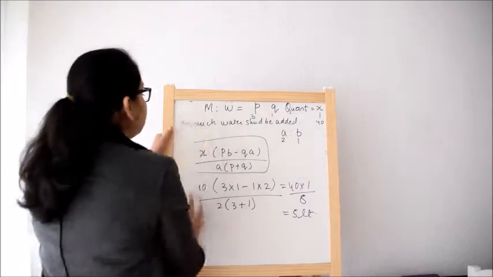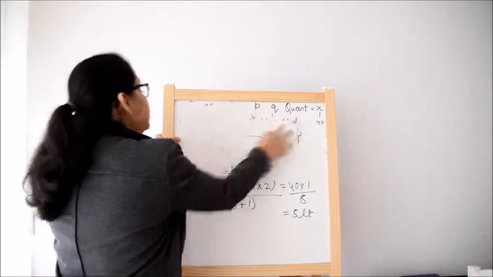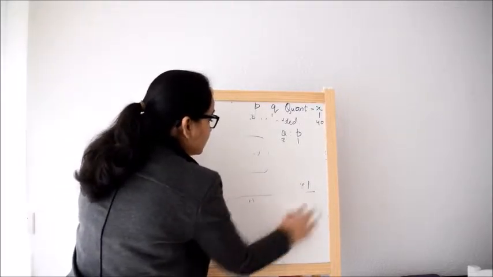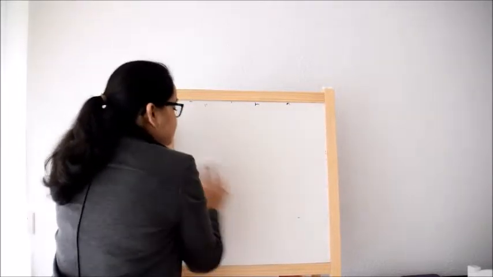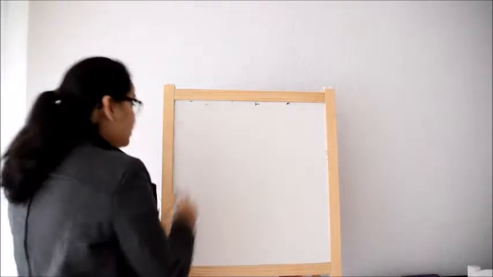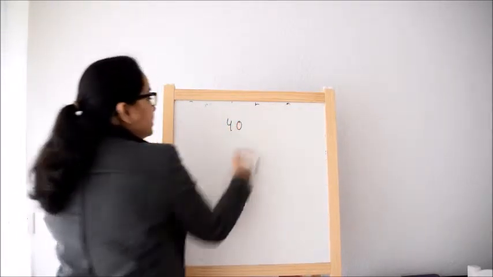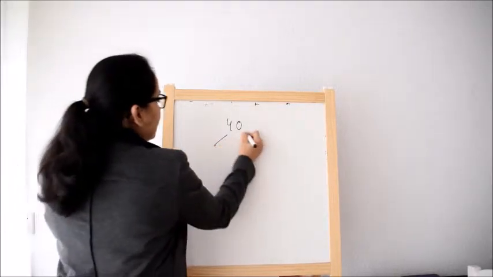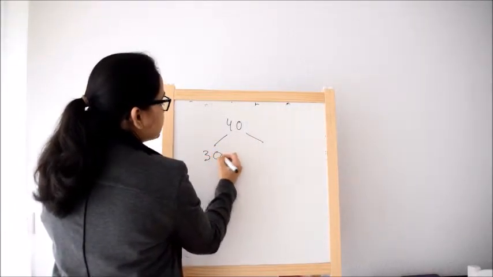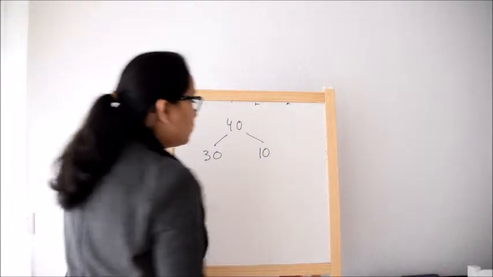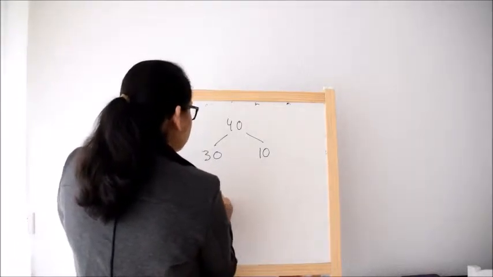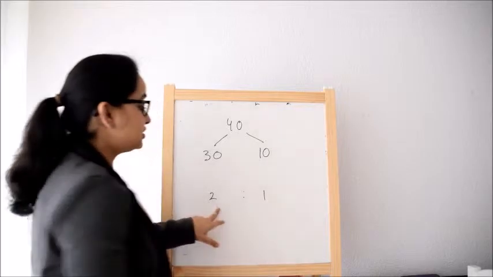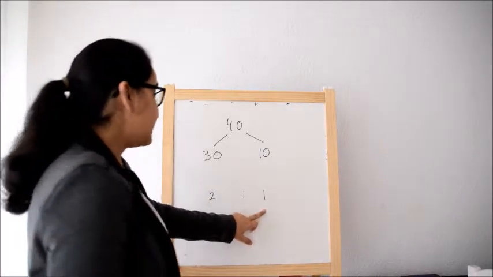Okay, now one more thing. This question can be solved orally also. Okay, what was the total amount? It was 40 liters. How much was milk? 30 liters. How much was water? 10 liters. What ratio we want? 2:1. We want the ratio 2:1, right?